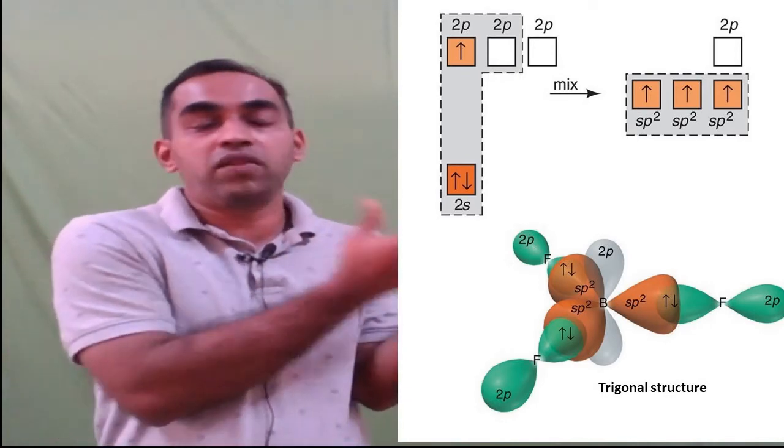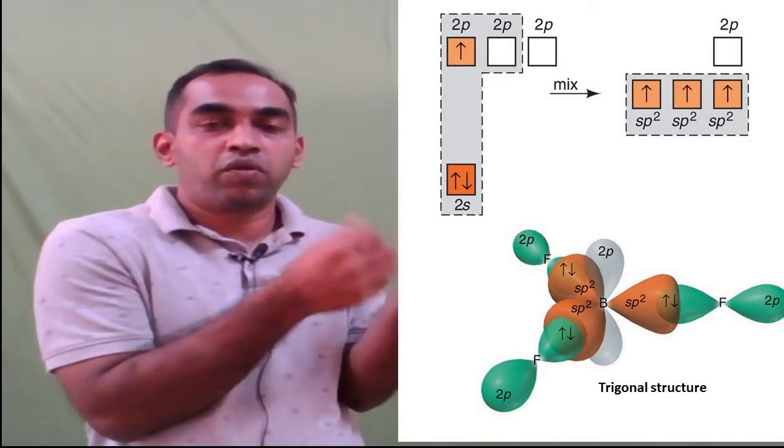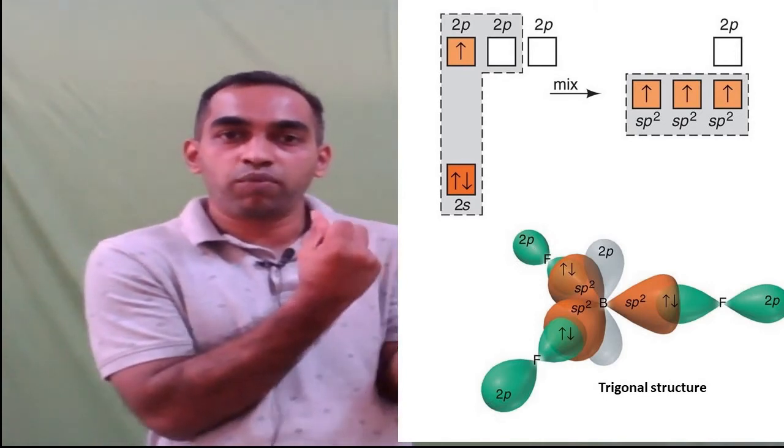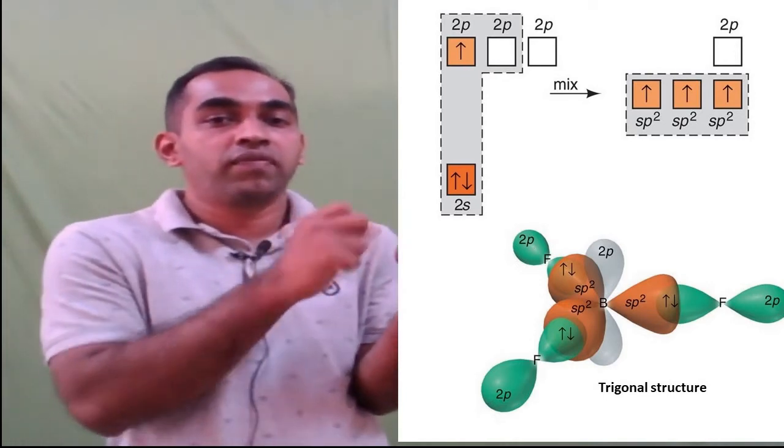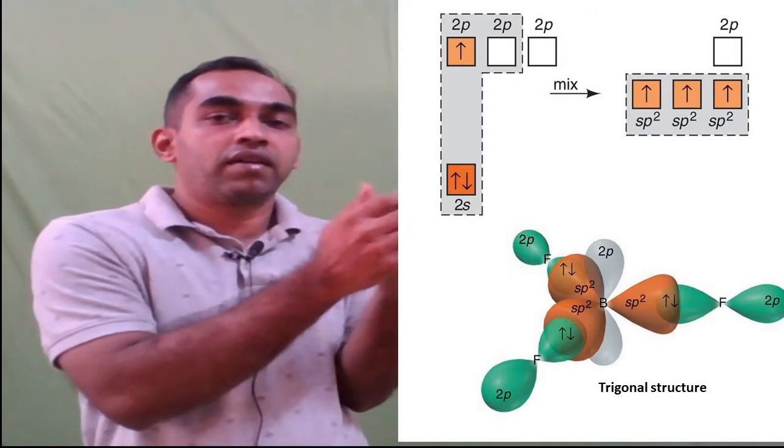One thing is fluorine is very much electron withdrawing, so it decreases the electron density on boron, and another thing is there is a vacant p orbital which can readily take a pair of electrons from incoming bases like ammonia.